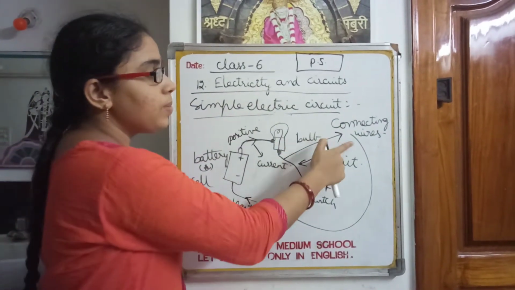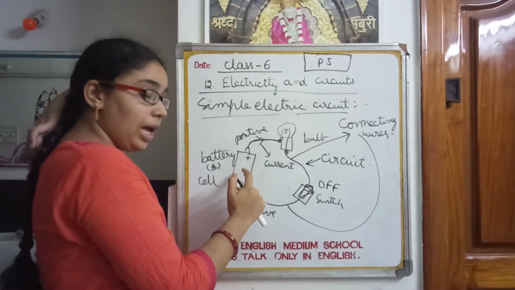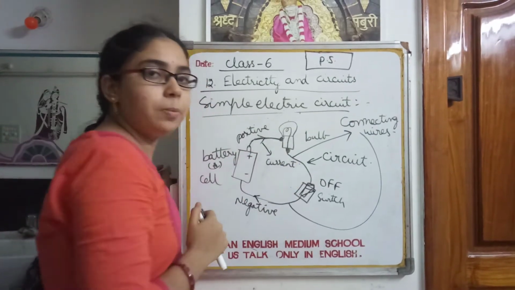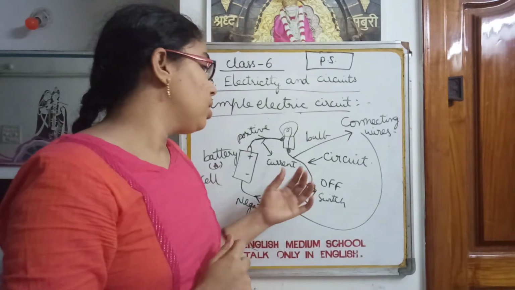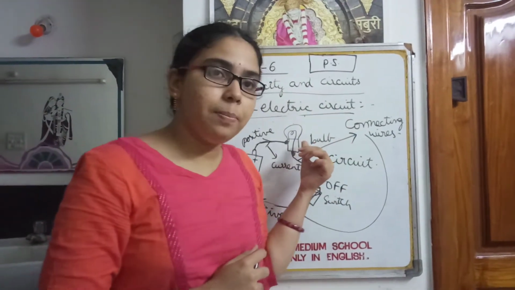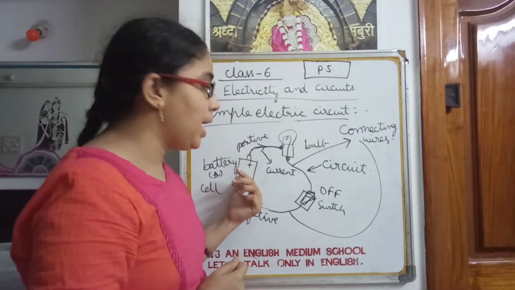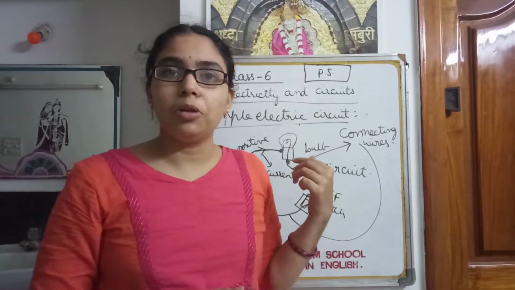So wires also play an important role in the circuit in connecting one device with the other device, and these wires allow current to pass through them. Okay, so this is about the circuit. Till now, in previous sessions we discussed the electric bulb and battery, and now we discussed the switch and the circuit. Let us recall those topics.